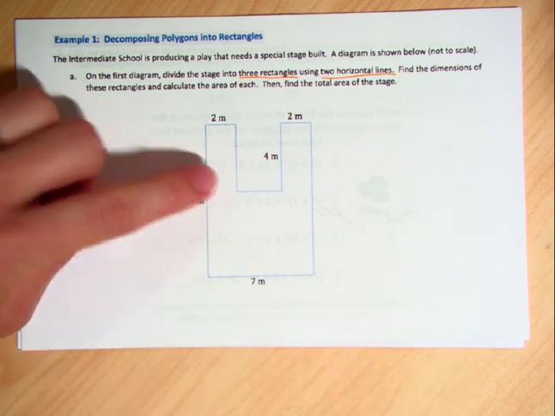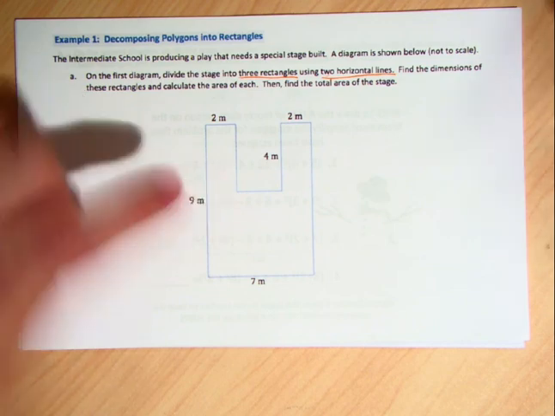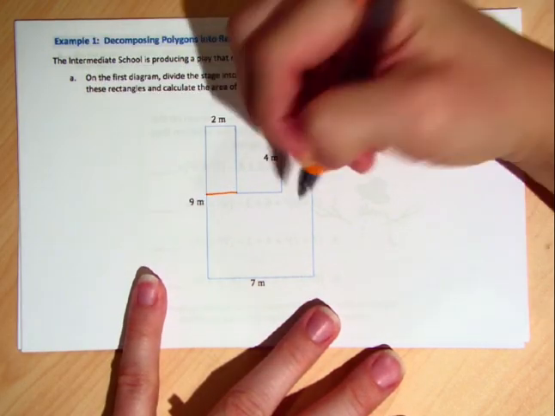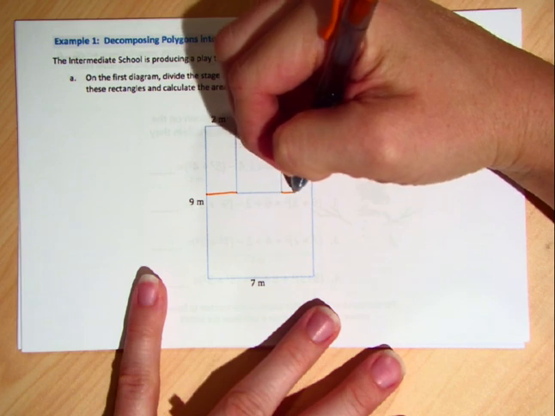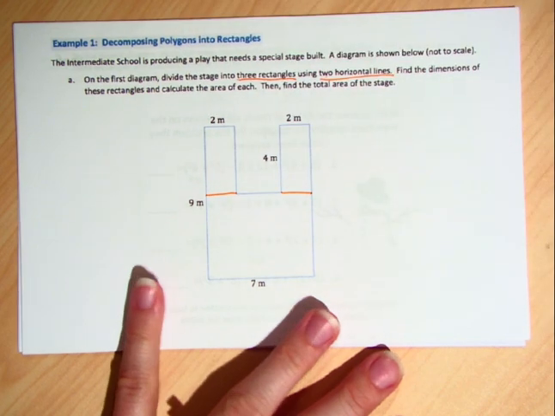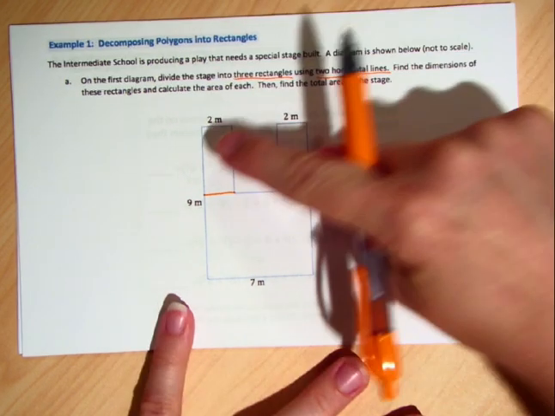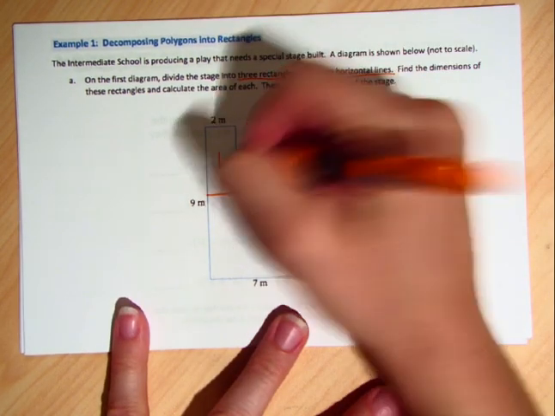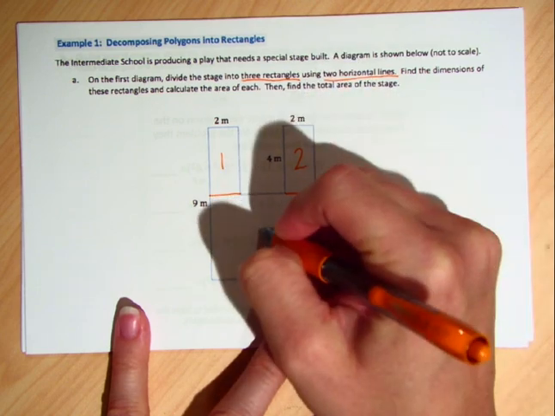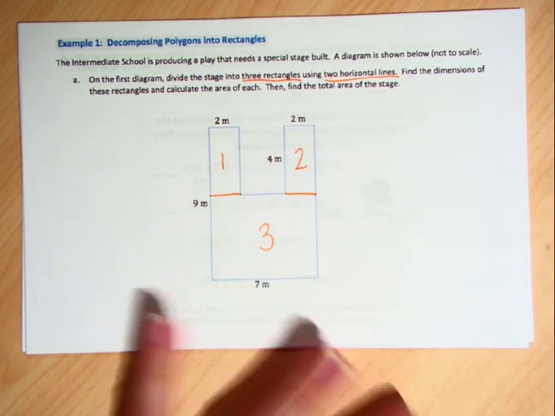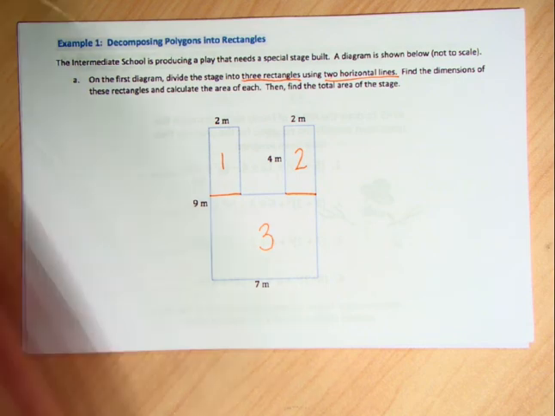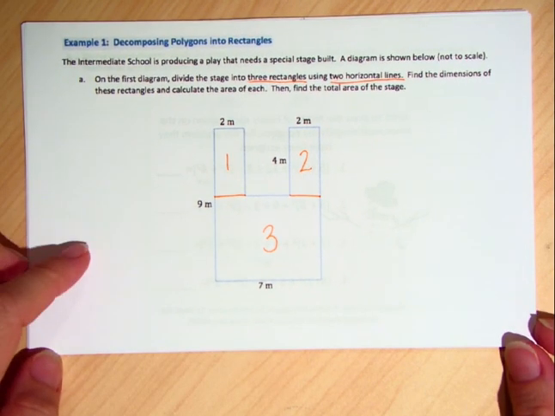Let's see. If I draw a horizontal line right here, and I draw a horizontal line right here, I've got 2 horizontal lines, and I've got 1, 2, 3 rectangles. I'm going to number them, just so I know which rectangle I'm talking about as I go ahead with my area. I need to find the area of each one of them, and then I'll find the total area.